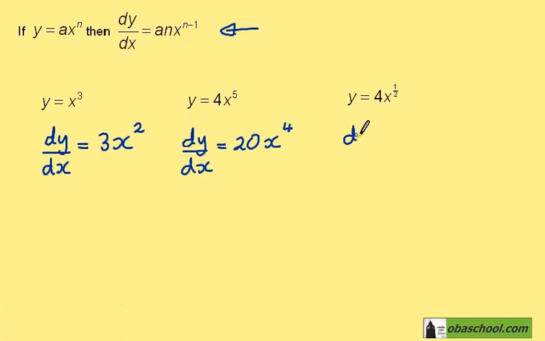And for 4x to the power half, we drop the half down in front, multiplying the 4, giving us 2, and then again reduce the power by 1. So a half take away 1 is minus a half.